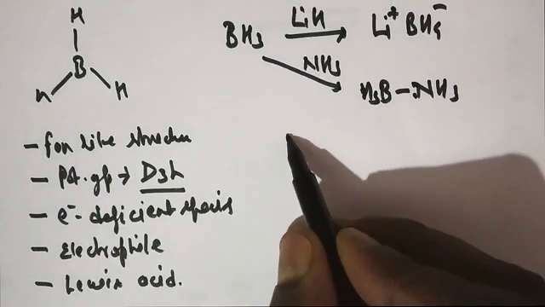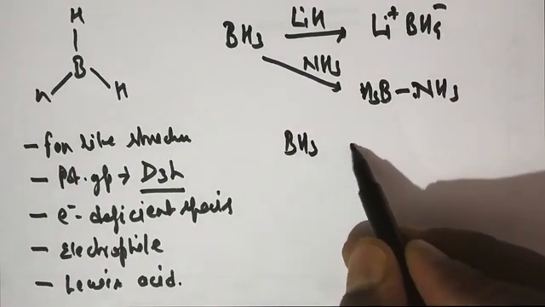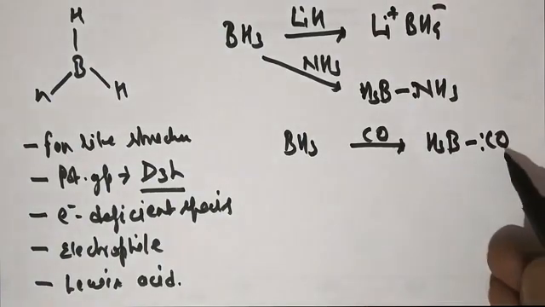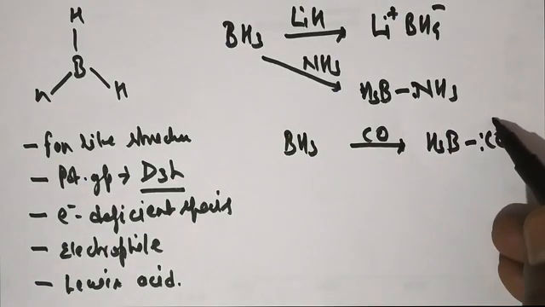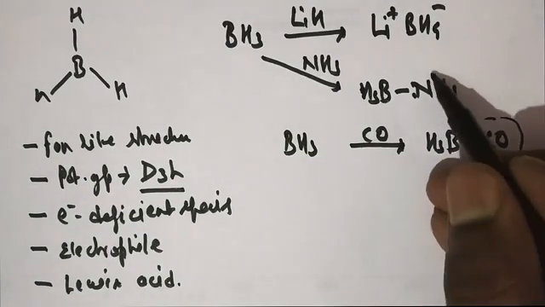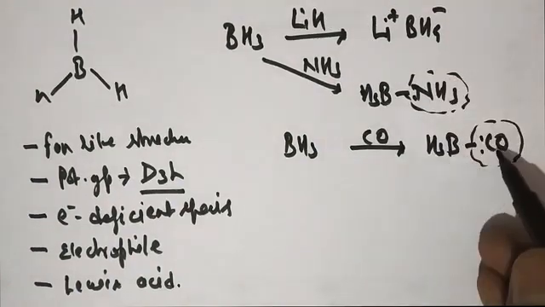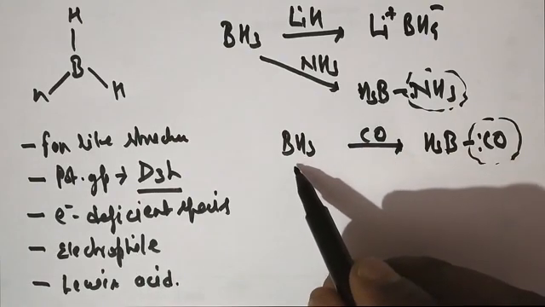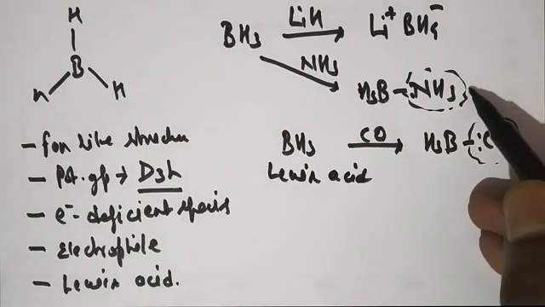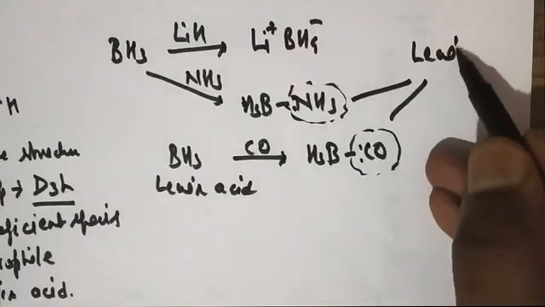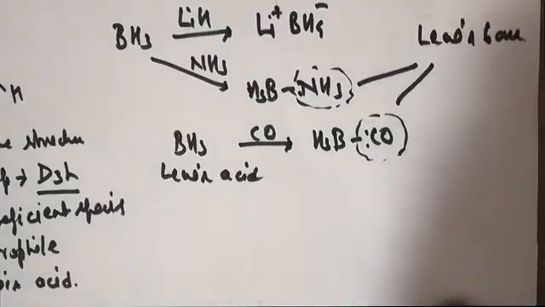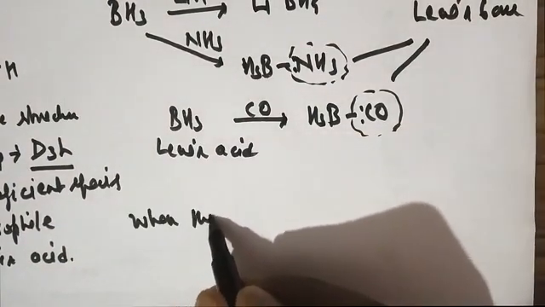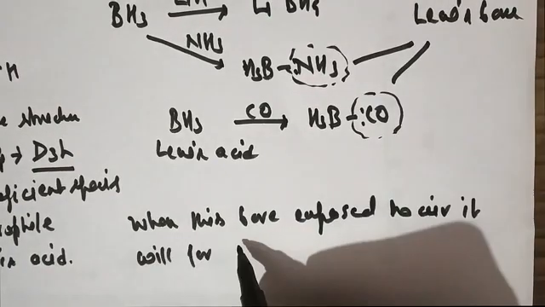Suppose we react BH3 with carbon monoxide, then a borane carbonyl complex will form, and it is just because of the electron rich nature of these molecules. This is also an electron rich molecule, and this is also an electron rich molecule. These electron rich molecules immediately form an adduct with the BH3 molecule, because BH3 is a Lewis acid and these two will act as Lewis bases. Another property of this borane is that when it is exposed to air, it will form borane anhydride.